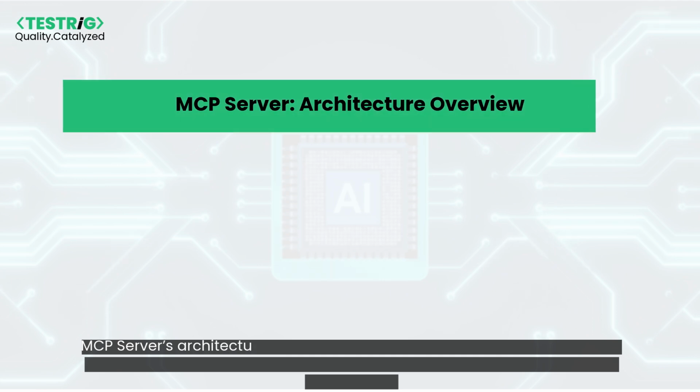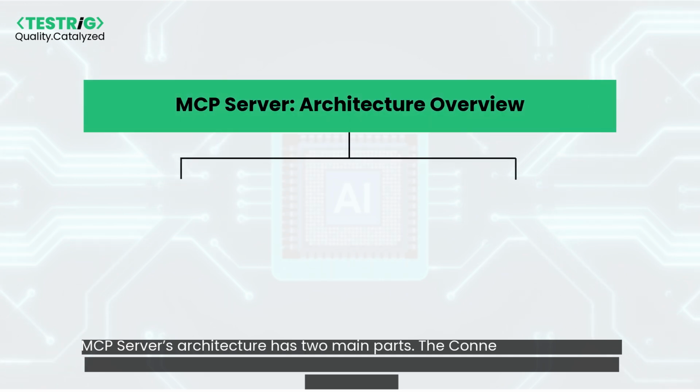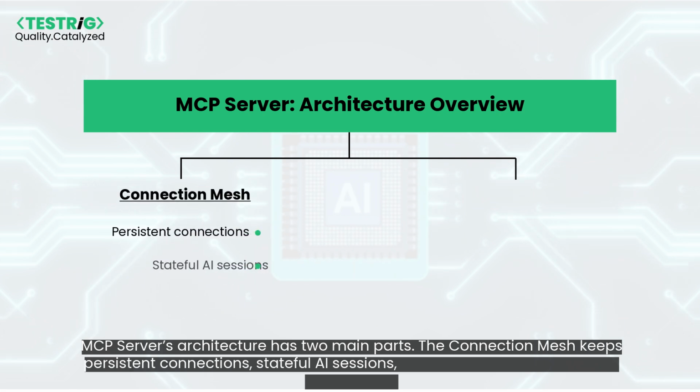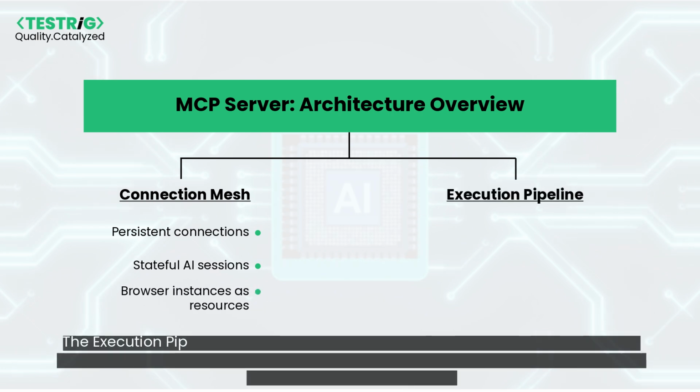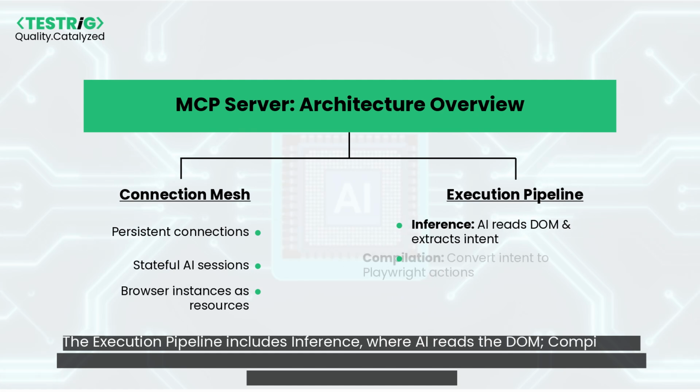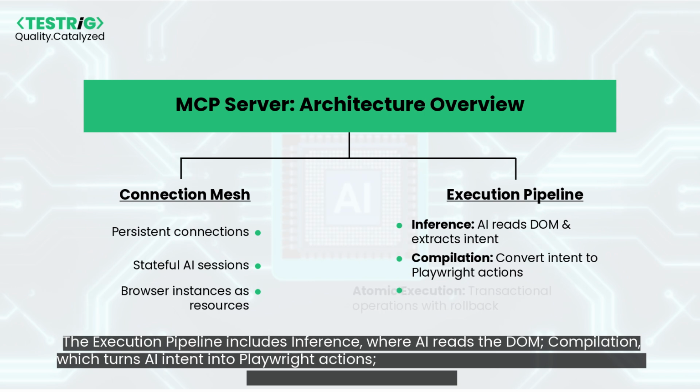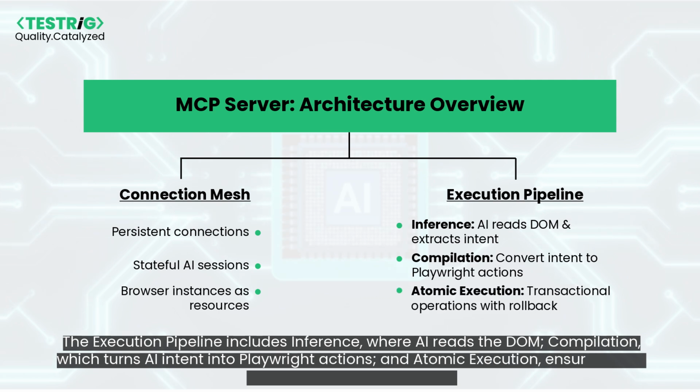MCP Server's architecture has two main parts. The connection mesh keeps persistent connections, stateful AI sessions, and makes browser instances addressable. The execution pipeline includes inference, where AI reads the DOM, compilation, which turns AI intent into Playwright actions, and atomic execution, ensuring safe, rollback-enabled operations.